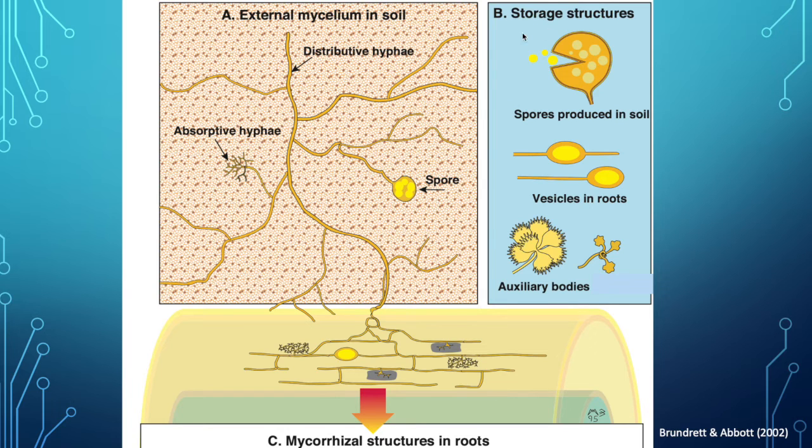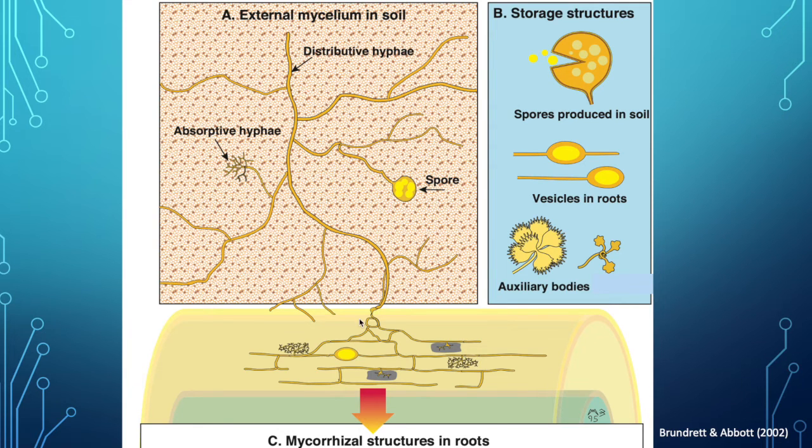Some of the storage structures, such as spores, are produced in soil, and the vesicles are produced actually inside the root, and they store different substances, different nutrients for the fungi to have a nutrient source. And also some of them have auxiliary bodies, which are just different types of structures that they produce in order to function. So let's look at now what this looks like inside the plant.